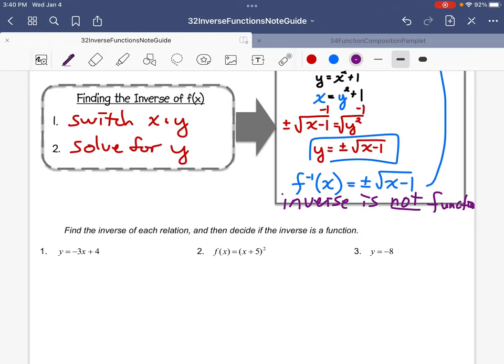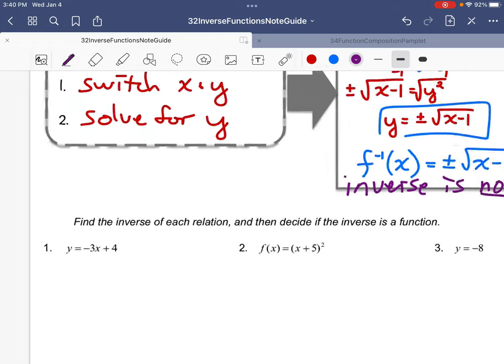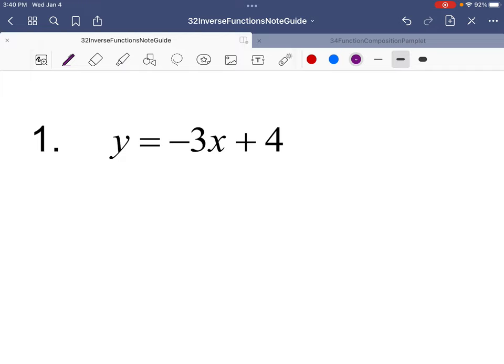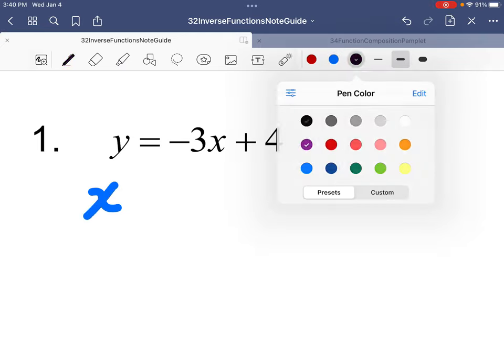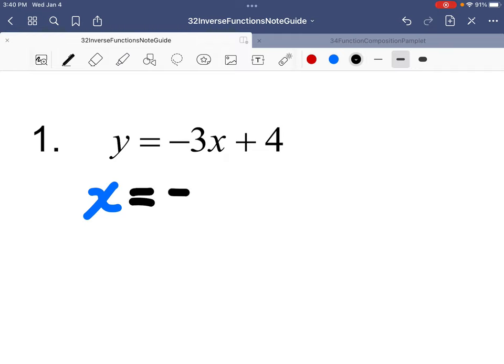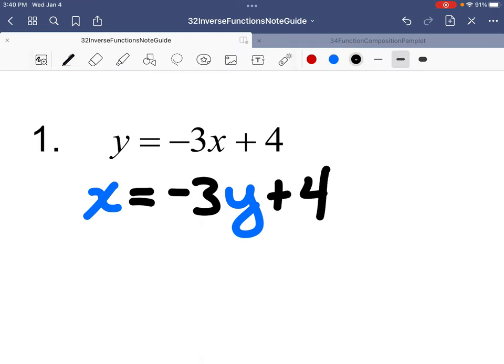Let's see if we can find some more inverses. We're going to find the inverse. And this is a little bit more of the algebra equation part of this lesson. That just means I'm going to switch x and y, right? We're just going to switch x and y. So wherever y was, we put the letter x, and wherever x was, we put the letter y. But now my equation looks kind of strange.